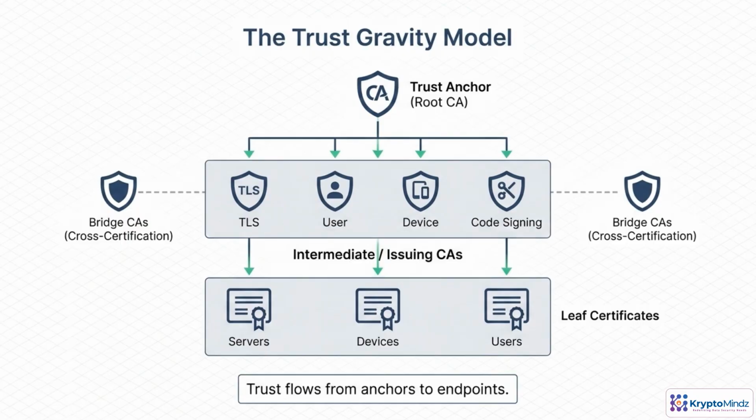You can think of PKI as having trust gravity. The root CA is the trust anchor. Everything else orbits around it. It rarely issues certificates directly. Instead, it delegates to intermediate CAs that specialize in purposes like TLS, user authentication, devices, or code signing. Those intermediates then issue leaf certificates to actual endpoints, servers, devices, and users. Applications only see those leaf certificates, but they implicitly trust them, because that trust pulls all the way back to the root anchor. Bridge keys create side connections between otherwise separate hierarchies, extending this gravity into other organizations or ecosystems without sharing a root.